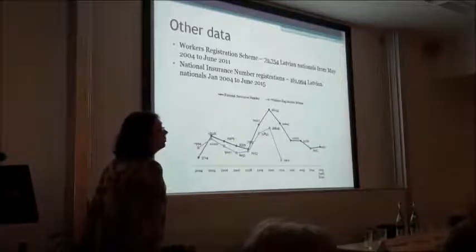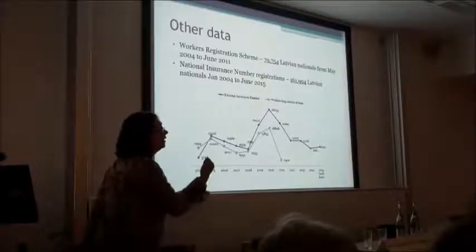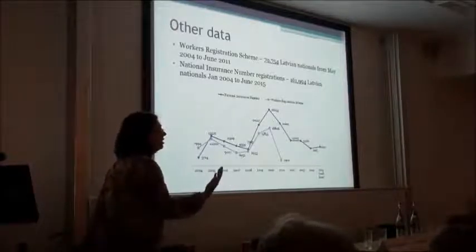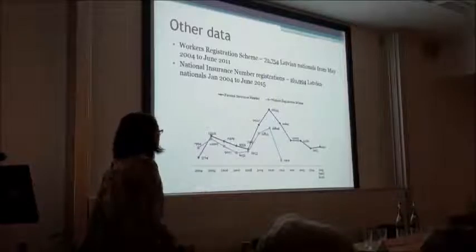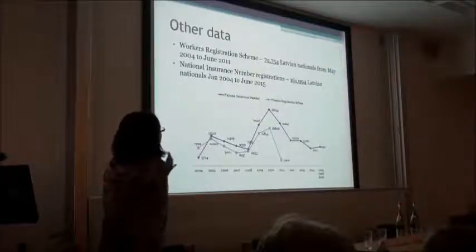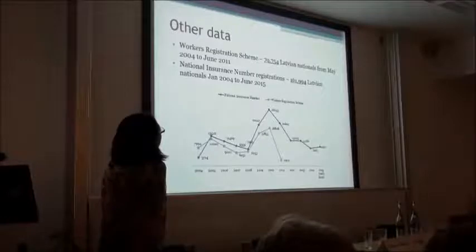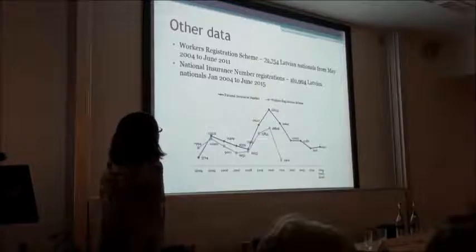And it doesn't matter whether you look at workers' registration scheme or there is another database which is national insurance number. So you have to register with that in order to work, but also if you want to receive any sort of benefits, etc. So you register with the system. If you look at that, and that's running throughout, so I go to the data until June 2015. Up to that date, it's 160,000 Latvian nationals registered.